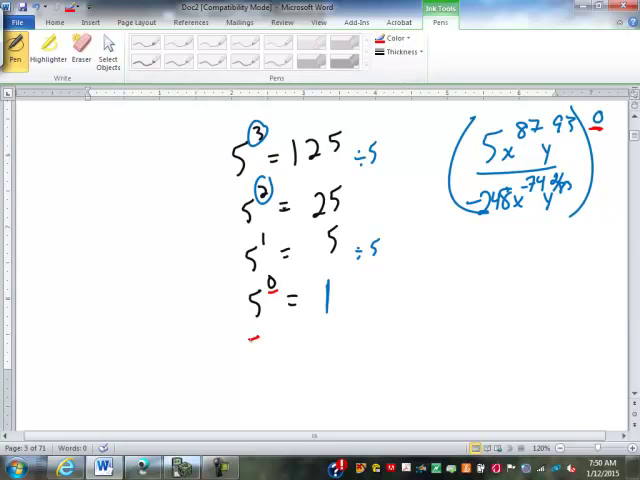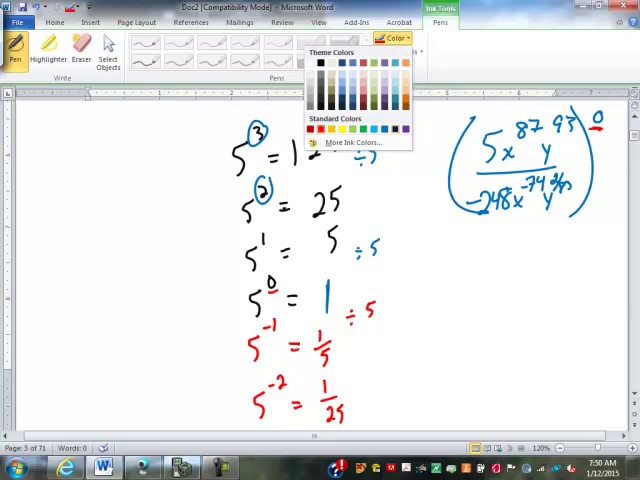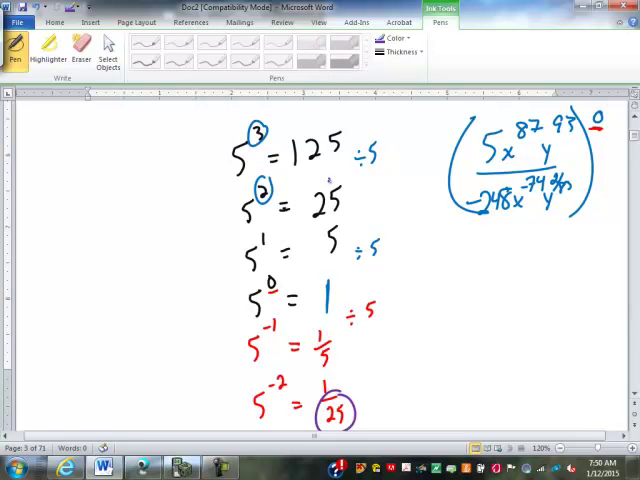So as we keep going here, 5 to the negative 1, our power was reduced by 1 again. The answer has to be divided by 5 again. So that becomes 1/5. 5 to the negative 2, 1/25. Notice, as we pointed out last semester again, the connection between 5 to the second and 5 to the negative 2, they're reciprocals. 5 to the second power is 25. 5 to the negative 2 power is 1/25.